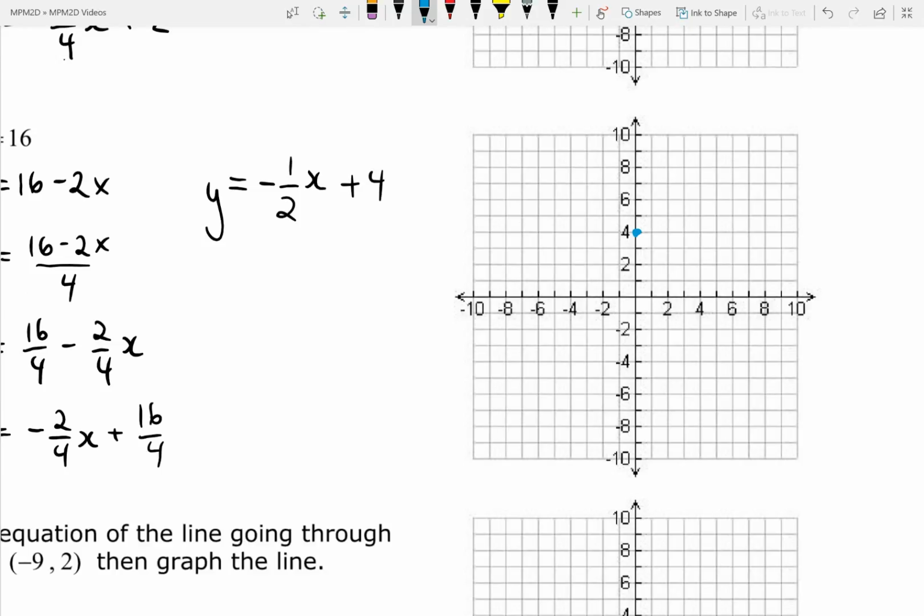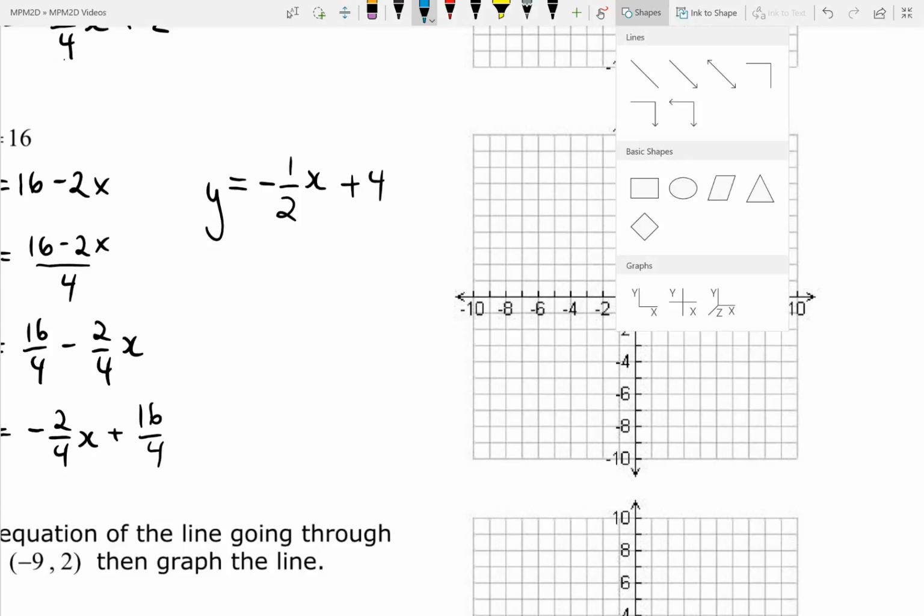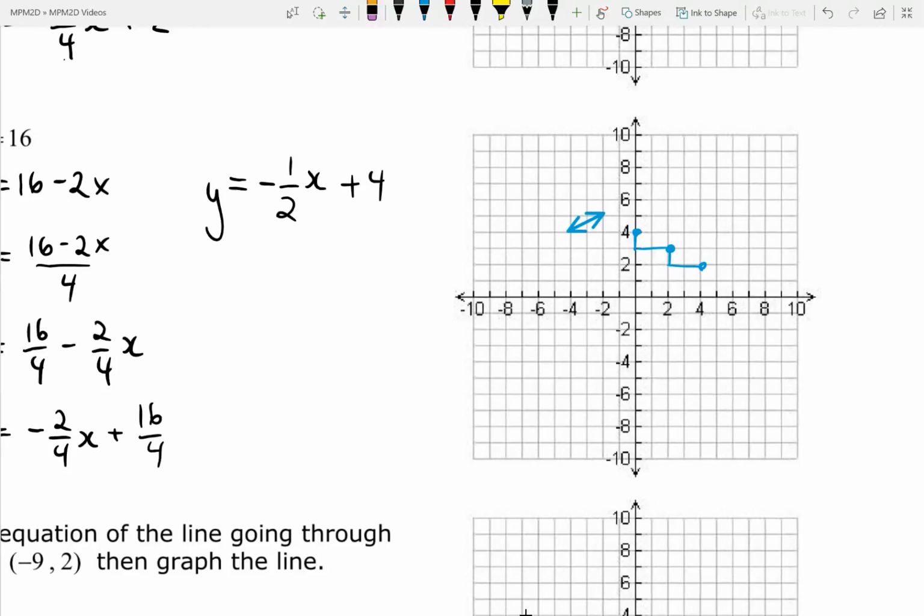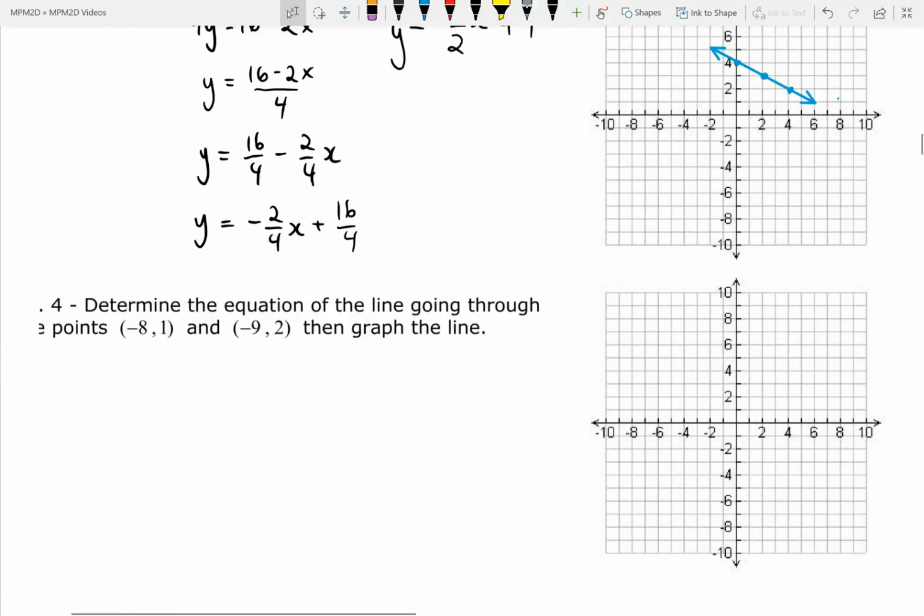My slope is negative 1 over 2, so I'm going to go down 1 and to the right 2, plot my next point, down 1 and to the right 2, plot my next point. And then I can connect my points with a line, like so. Okay, and then I'm just going to erase the triangles there. All right, so there's my line. Now let's look at one more example.